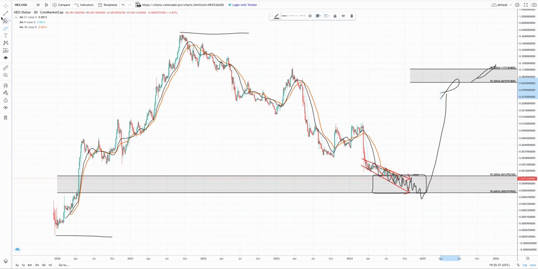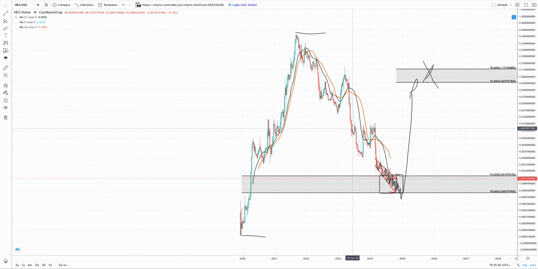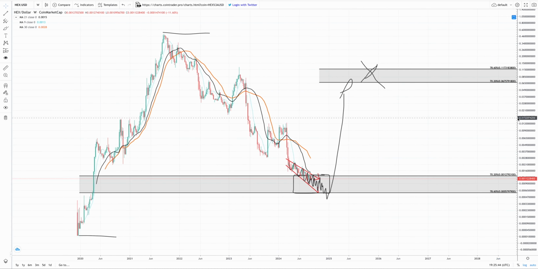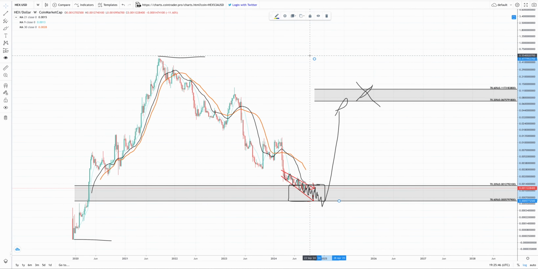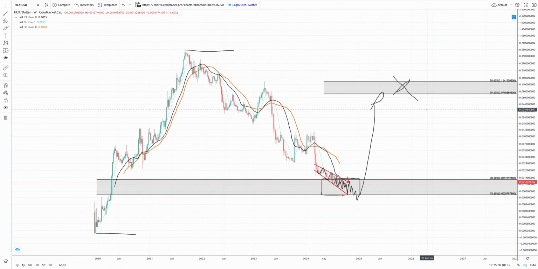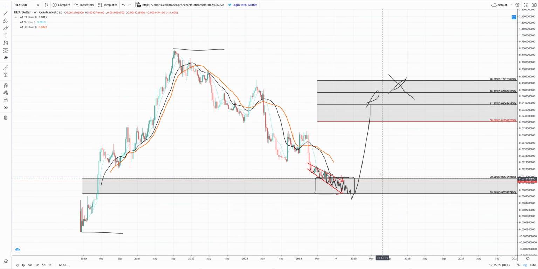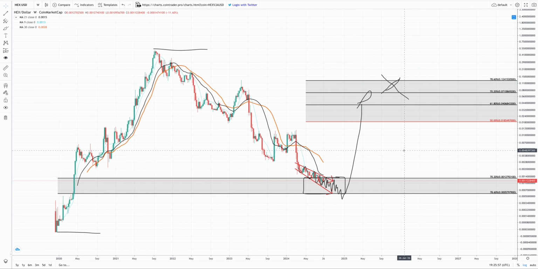So let's go up to the weekly time frame over here, and we would be taking a look at the 70.2 to 78.6% retracement sitting at 7 to 12 cent. Worst case scenario, it comes down to the lower retracements at the 50 and the 61.8% fib.